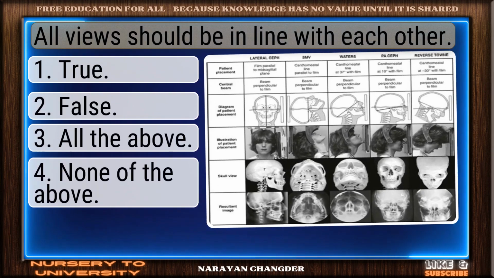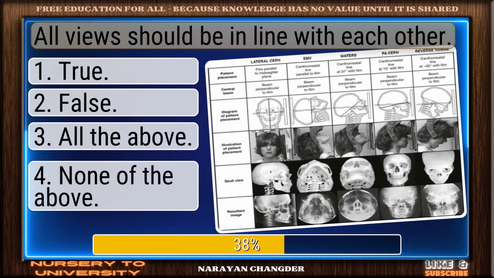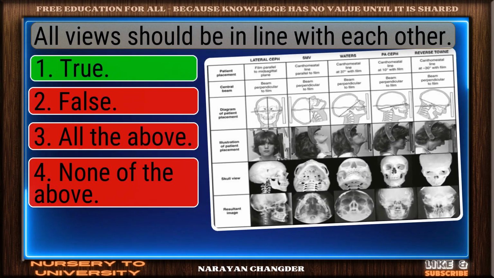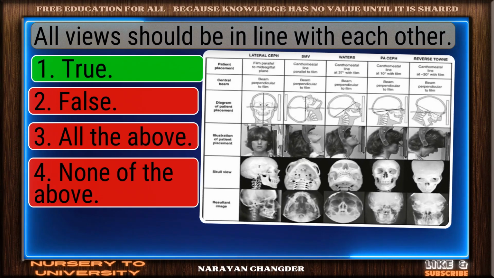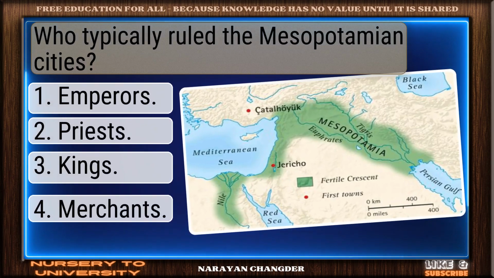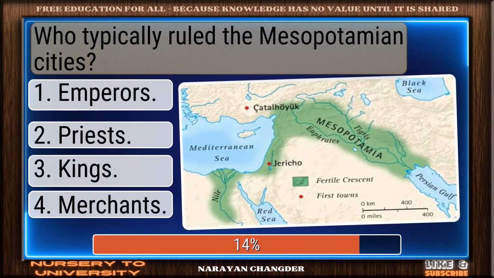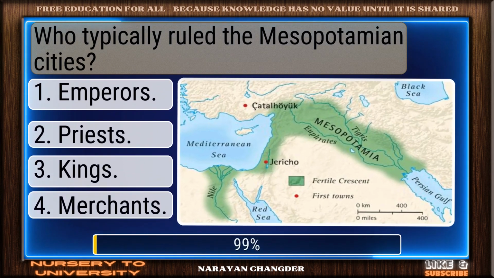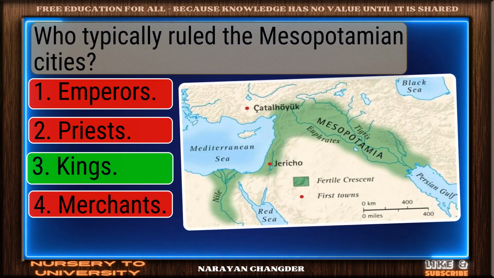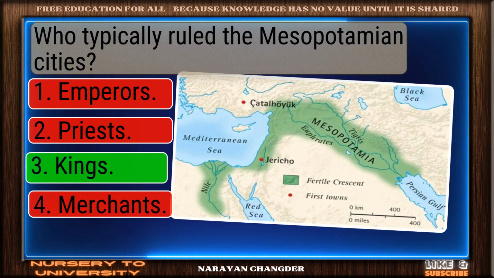All views should be in line with each other. Perfect. True is the correct choice. Who typically ruled the Mesopotamian cities? Good job. Your answer, Kings, works well here.